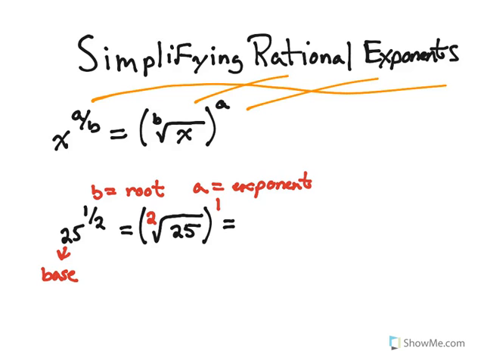We take the square root of 25, we all know that that's going to be 5, because 5 times 5 gives me 25. And then that is going to be raised to the first power. And anything raised to the first power is just that base right back. So the answer is 5.